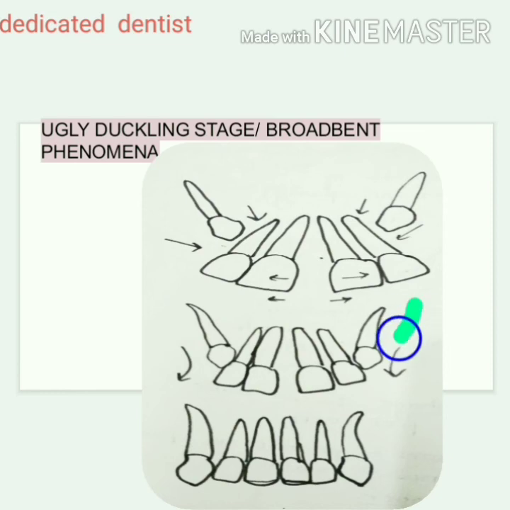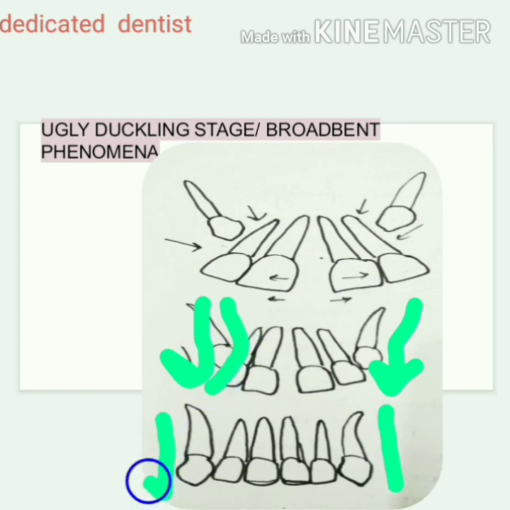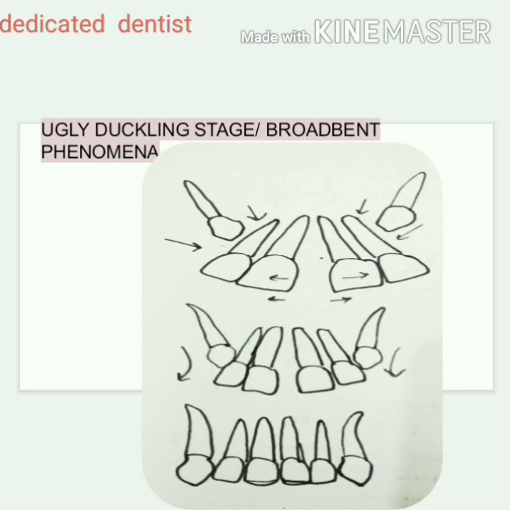When these start erupting into the oral cavity, they again push, and as soon as they erupt outside, that is the permanent canines erupt fully, this issue resolves on its own. It is often misunderstood by parents, often mistaken as a malocclusion, but this diastema eventually closes later. So it is called an ugly duckling stage or Broadbent phenomenon.